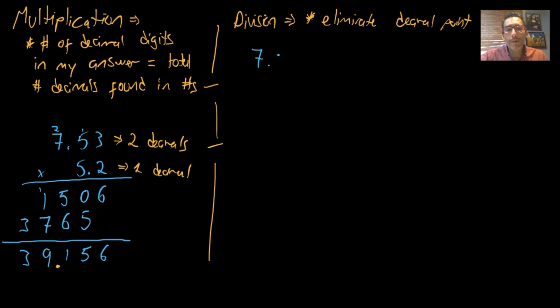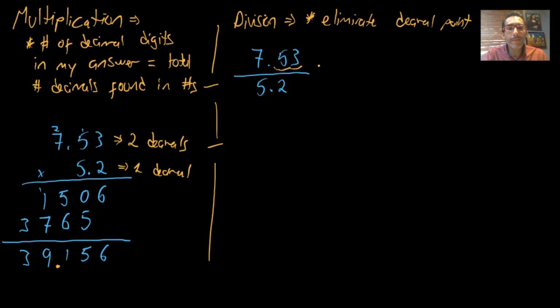Okay, let's say that we have these same two numbers. Okay, we have 7.53. Let's say that I need to divide it by 5.2. Okay? So I want to eliminate the decimal point. How do I do that? If I want to eliminate the decimal point, that means that this decimal point, somehow, let's say that I need to move it 2 positions to the right.